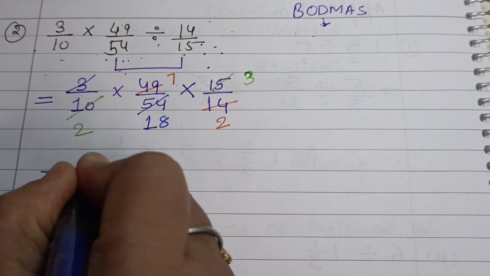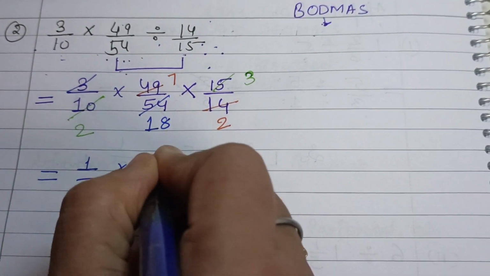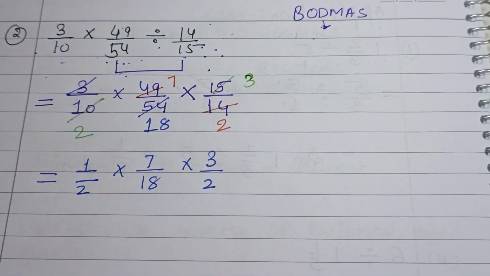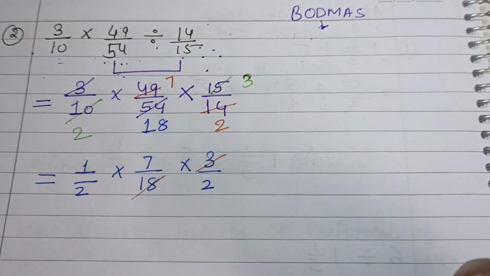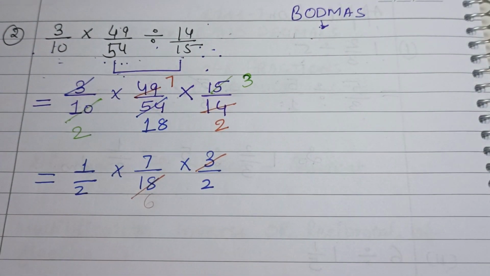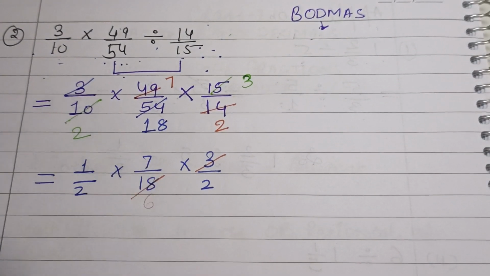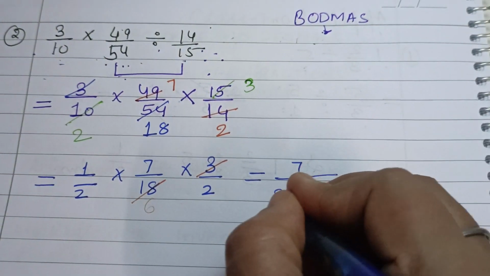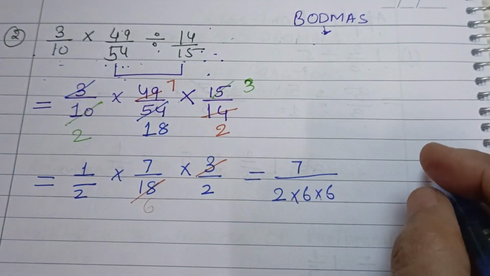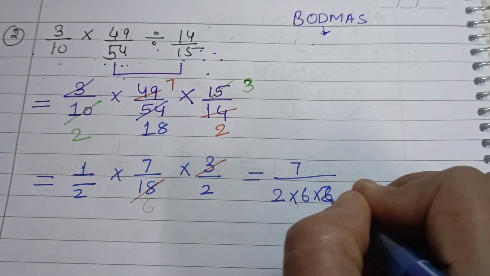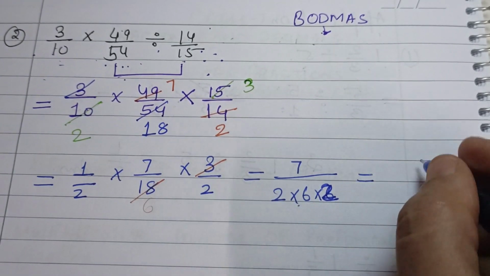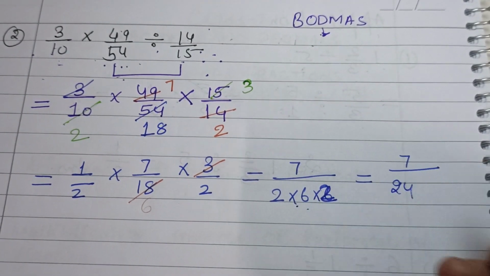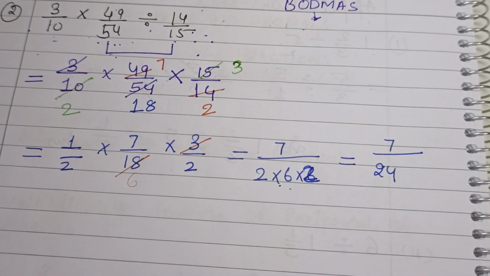Here in the first fraction 1 upon 2 is left, in the second fraction 7 upon 18, and in the third fraction 3 upon 2. Again we can see this 3 and 18 can cut. So just cut it. You got 3 upon, you got 6 in place of 18. Now in the numerator only 7 is left. In the denominator 2 multiplied by 6 multiplied by 2. It will be left. So just multiply the denominators. 2 6s are 12, 2 12s are 24. So the answer has come: 7 upon 24.